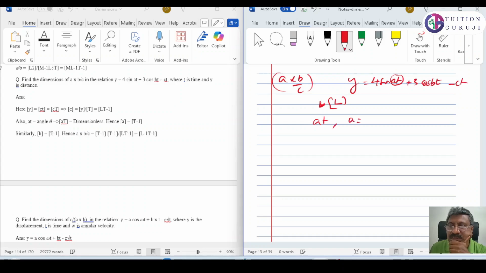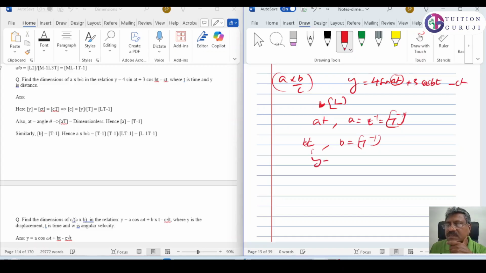So for at to be dimensionless, A shall be T raised to minus 1. Then only it will be dimensionless. T and T raised to minus 1 get cancelled, then you will get no dimension. Similarly, bt shall also be dimensionless, therefore B should be T raised to minus 1.